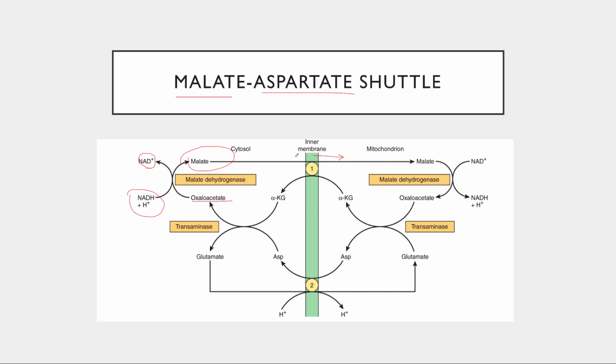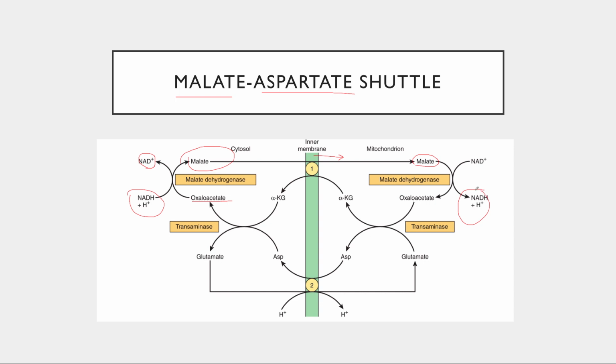From here, the malate can be shuttled into the mitochondria, and in this shuttle system, the malate will be our carrier of electrons. Within the mitochondria, the reverse reaction is catalyzed again by malate dehydrogenase, where malate is oxidized to oxaloacetate, and the electrons are transferred from malate to NAD+ to generate NADH.